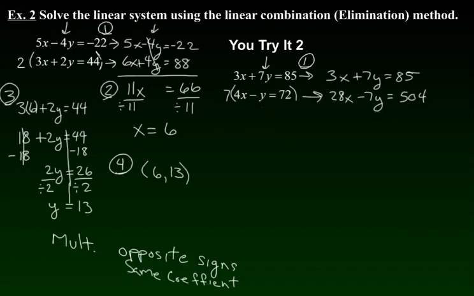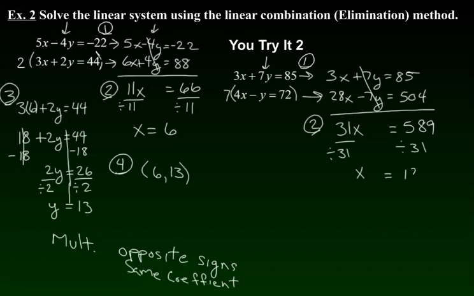Step 2, we're going to add these together. Again, if we did it right, a variable will be gone. So the y's cancel, and we get 31x equals 589. We're going to divide by 31. So then we get x equals 19. Then we go to step 3.